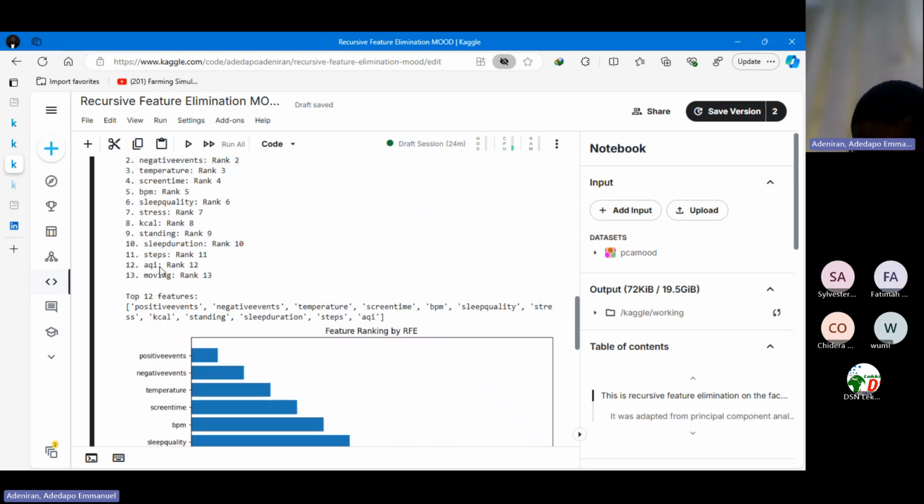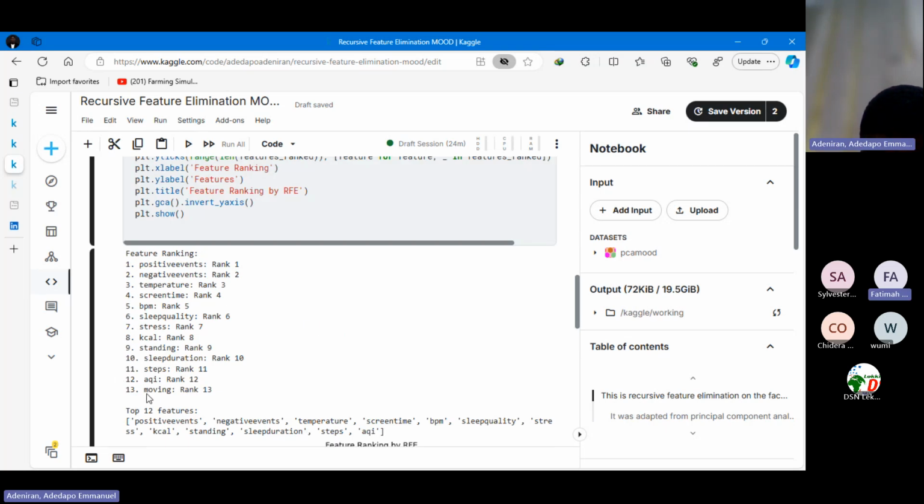So sir, for instance, when you remove moving, you will notice that removing moving makes the model perform the best. So what does that tell you about moving? It means moving is the least important. Yes, exactly. It means moving is the least important, because when I removed moving, the model performed better than with the removal of the other features.